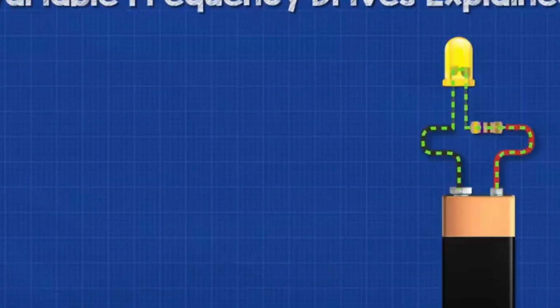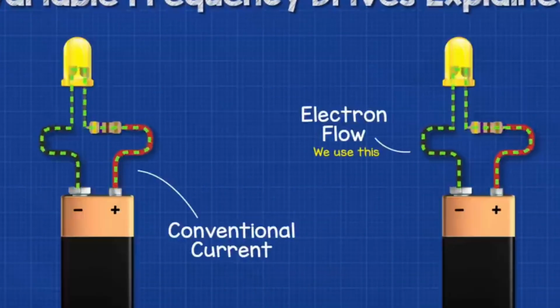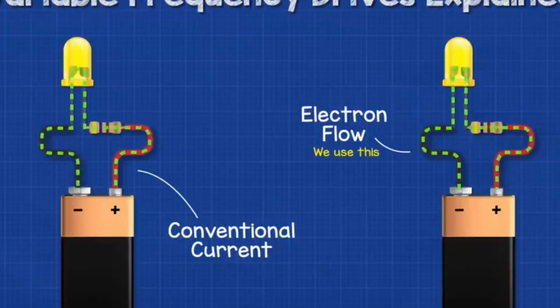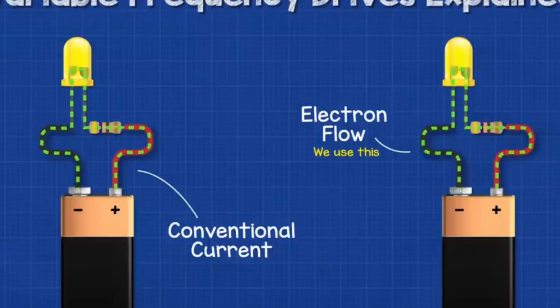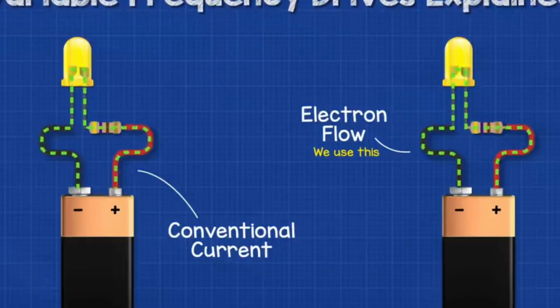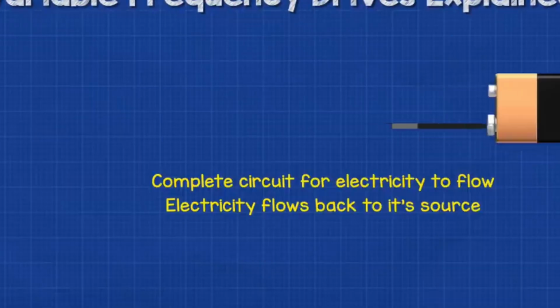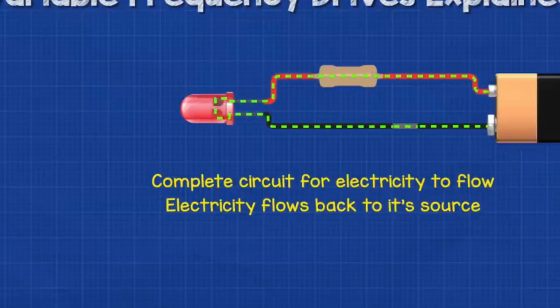Now I'm animating this using electron flow, which is from the negative to the positive, but you might be used to seeing conventional current, which is from positive to negative. Electron flow is what's actually occurring. Conventional was the original theory, and it's still used widely today. Just be aware of the two theories and which one we're using. For electricity to flow, we need to complete the circuit. The electricity will then always try to get back to its source.